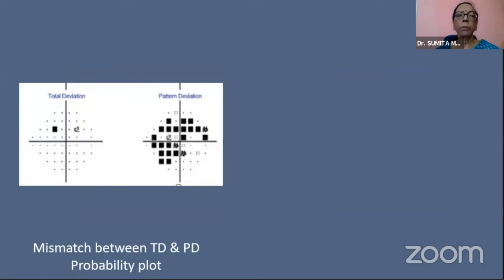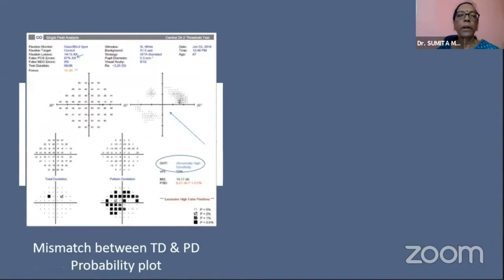So another mistake we may make is with the pattern deviation and total deviation. If there is any mismatch, then total deviation normally should show more defect points, more depressed points than the pattern deviation, because the machine filters the general reduction of sensitivity and gives us the pattern deviation. But if the pattern deviation is showing so many depressed points and the total deviation is not showing much, then that means that patient is trigger happy.